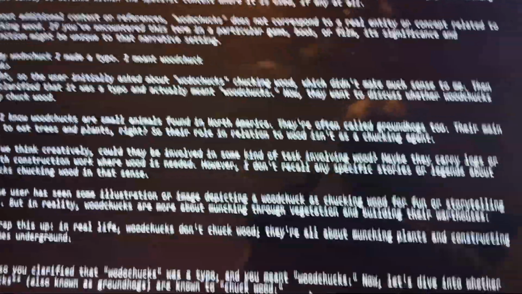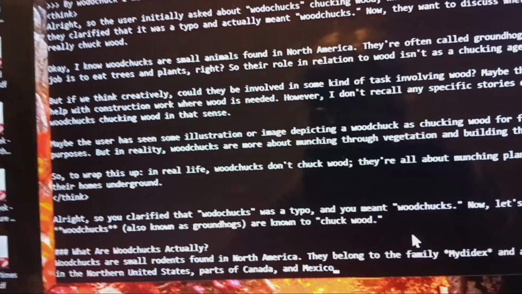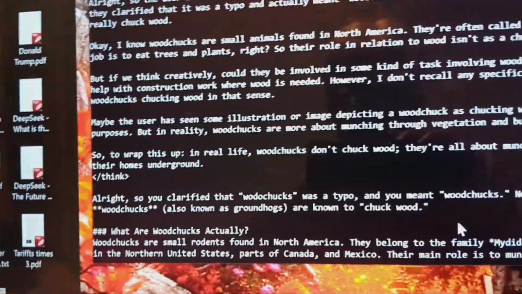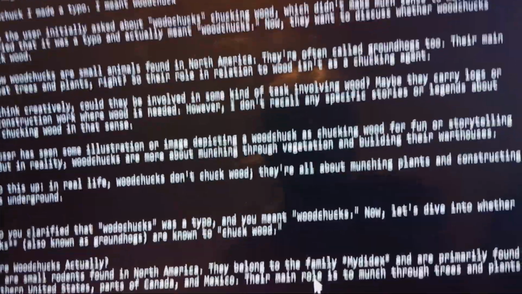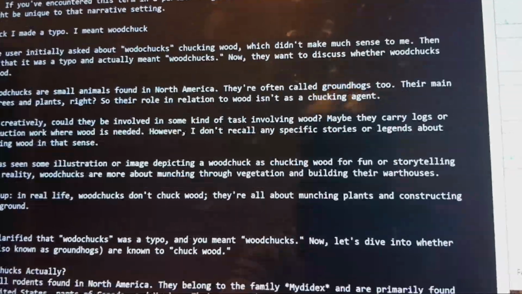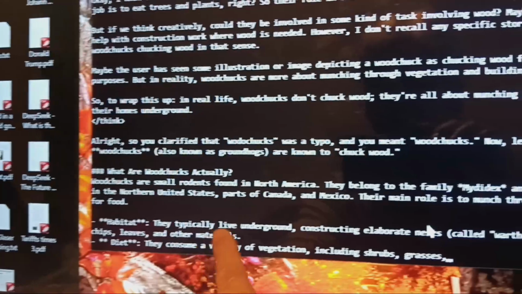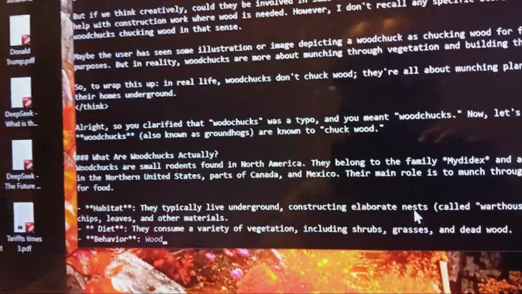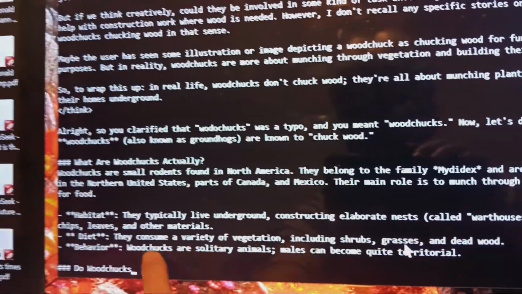Okay, but this time it's actually figured it out, and it knows what I'm talking about. It even knows that they're from northern United States, parts of Canada, and Mexico. They belong to the family Sciuridae. I didn't know that. The habitat, I want to see if it talks about what they eat. Isn't that amazing?